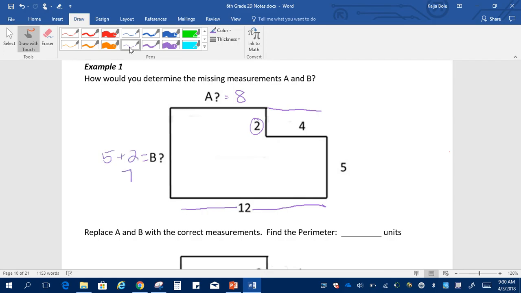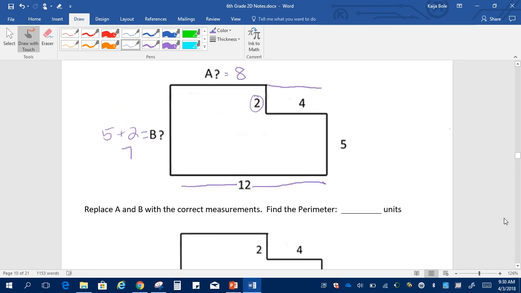Okay, so now we have to find the perimeter first, so we replaced our measurements, so we're going to add, I'm going to write it down here in red. It would be 7 plus 8 plus the 2, don't forget that, plus the 4 plus 5 plus 12, and that gets us 38 units.